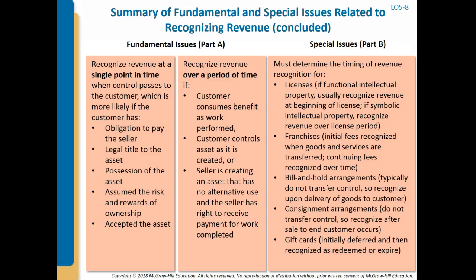Revenue recognition would happen over a period of time if the customer consumes the benefit as work is performed, or the customer controls the asset as it is created, or the seller is creating an asset that has no alternative use and the seller has a right to receive payment for work completed. Along with all these, we've got special recognitions as they relate to licensing, franchises, bill and hold arrangements, consignment arrangements, and then finally gift cards.